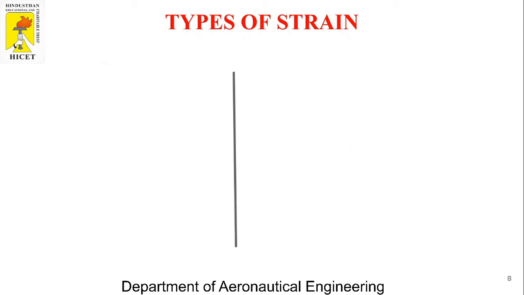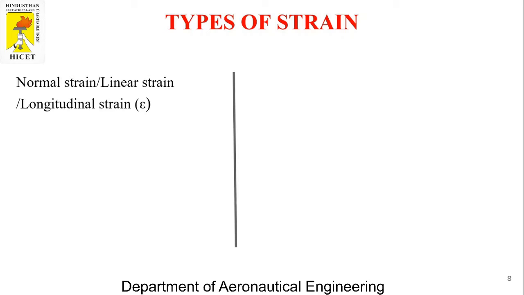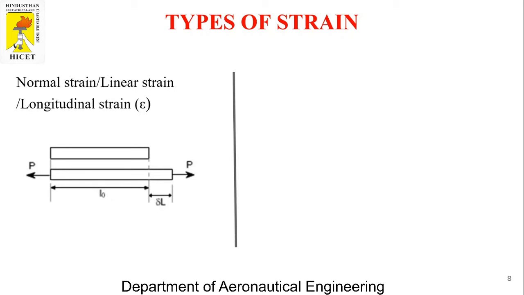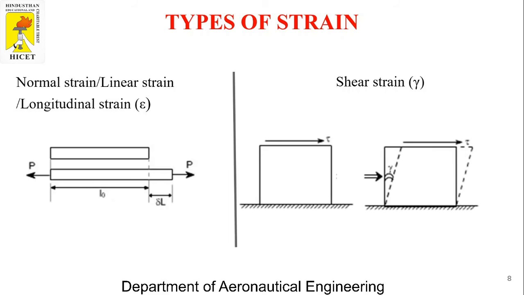Similar to stress, strain is classified into normal strain and shear strain. Normal strain is also called linear strain or longitudinal strain and is denoted by epsilon. When you are applying an axial load, tensile or compressive load or normal load acting on your body, the length of the body will extend. This gives the normal strain. Similarly, when you are applying a shear force on your body, it will produce a shear strain, denoted as gamma.